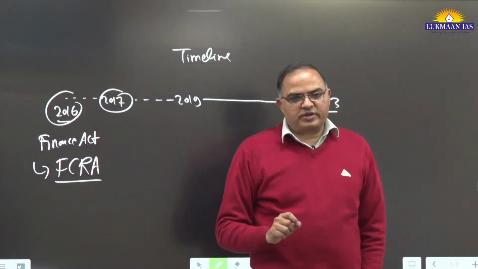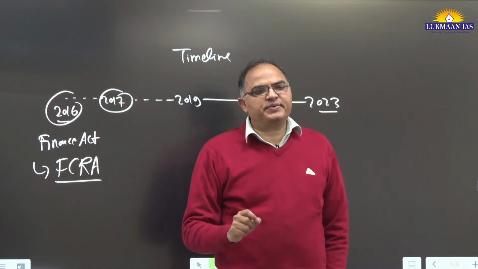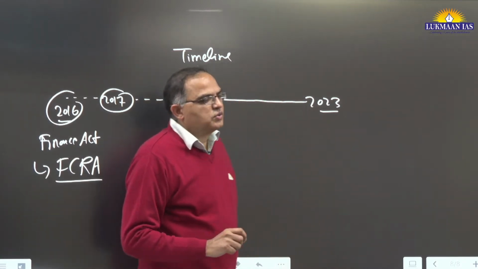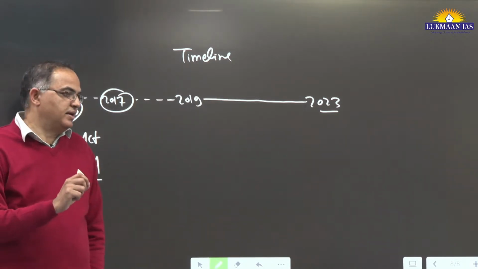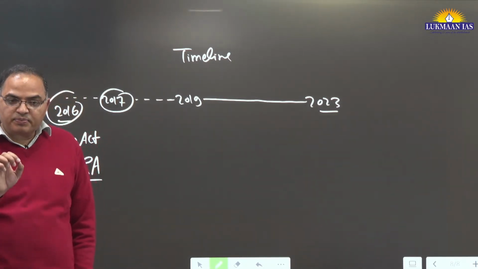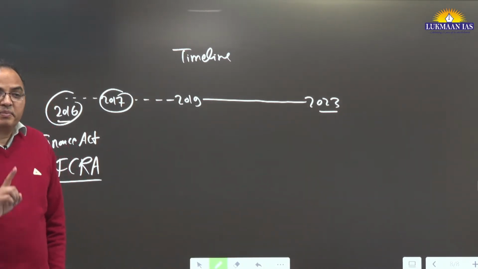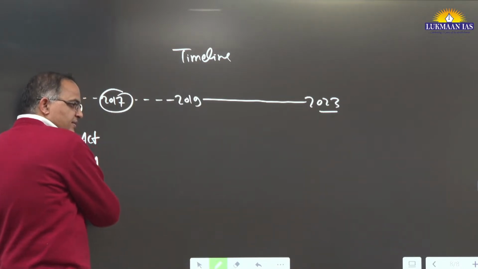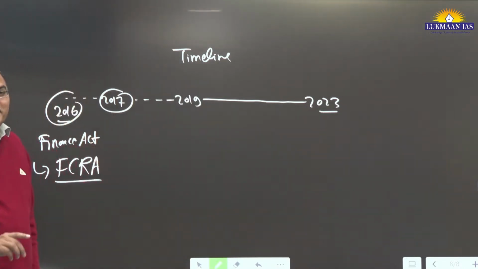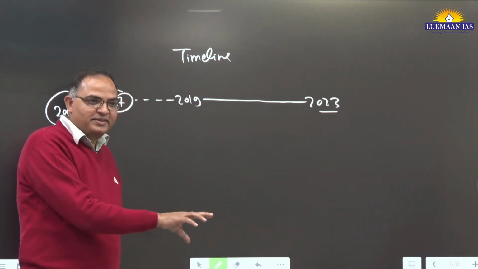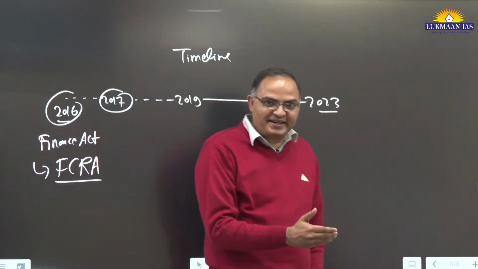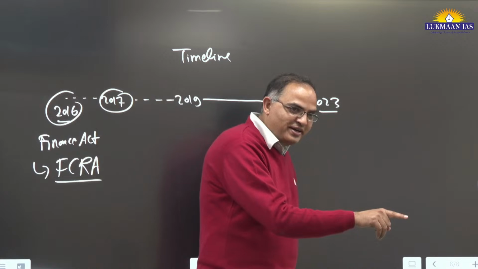Under the Foreign Contribution Regulation Act, you should know that in 1976, when it was brought, that law was to bar any political funding by foreign entities. It bars foreign political funding. But by this 2016 Finance Act, foreign funding was allowed, provided any foreign company has majority equity shareholding in any company in India. They will treat that company like an Indian company, and then it can make political funding.